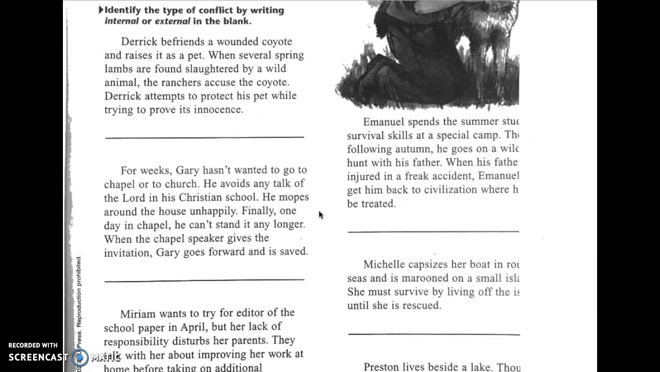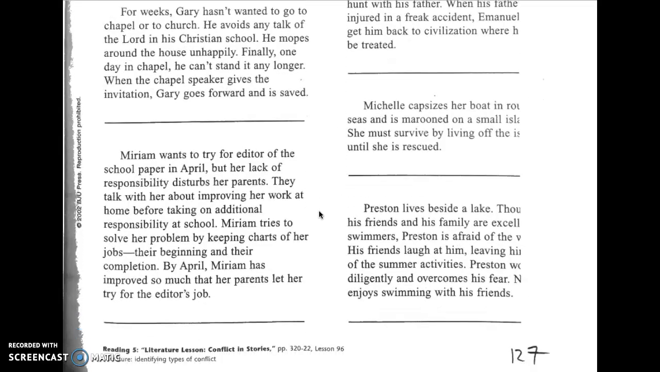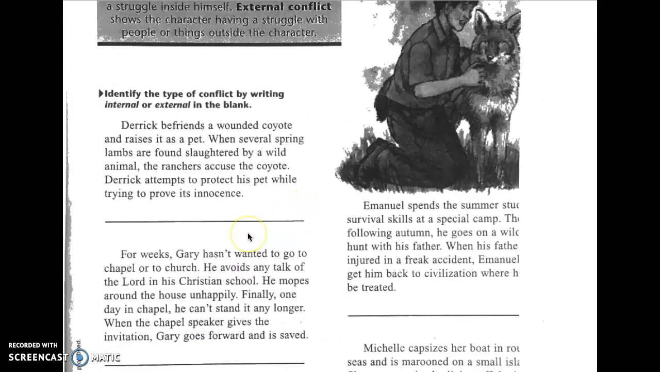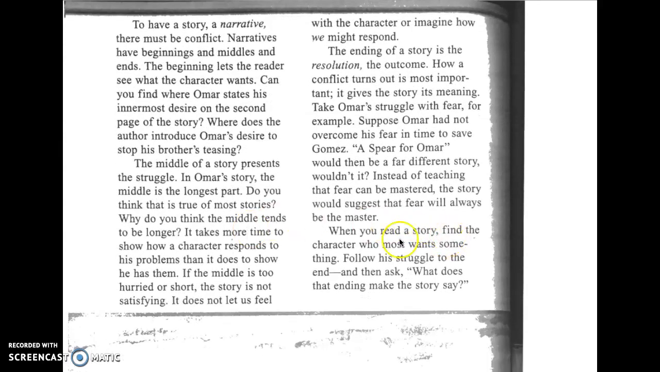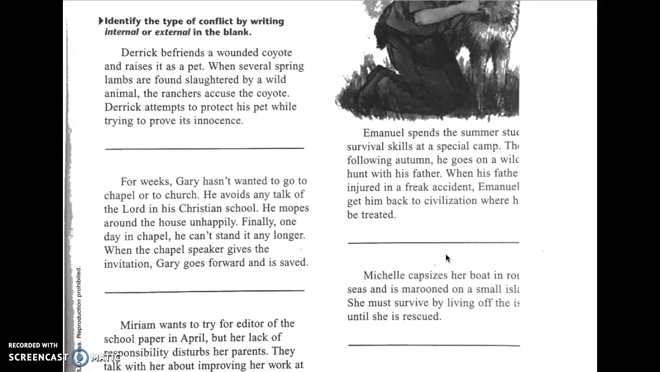Cool. Go ahead and pause and complete page 127 first, and then we'll go over the answers together. Remember, when you're looking for these, to find the character who most wants something. That will be your big hint. All right, you can pause now.